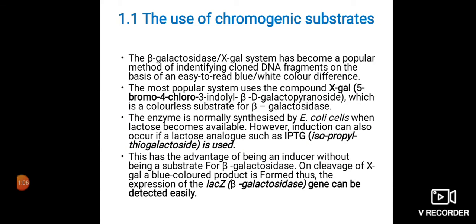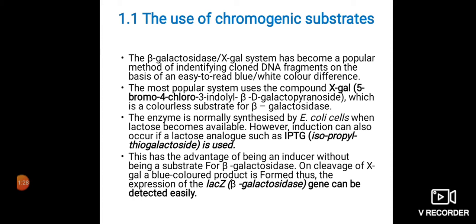Next we come across the use of chromogenic substances. Other than antibiotics, we can also use chromogenic substances, that is, coloring substances which can color the colony. But the problem here is that once the colony gets colored, the cells are going to be dying off.